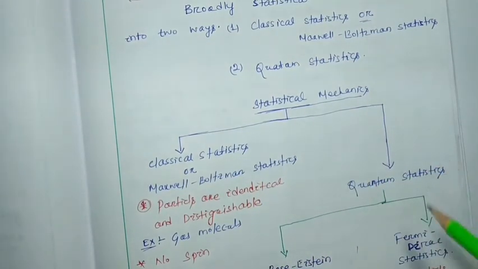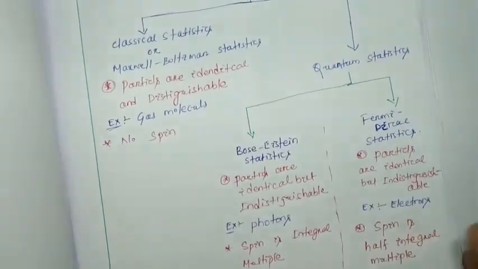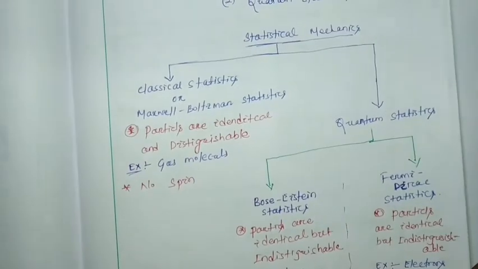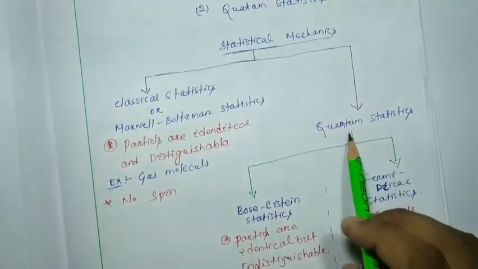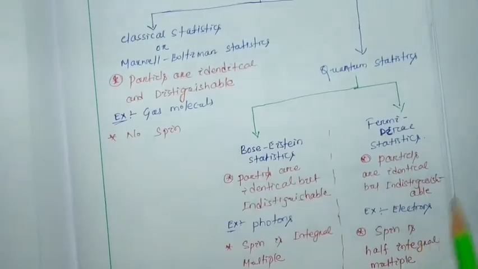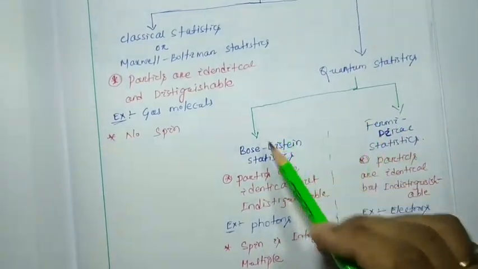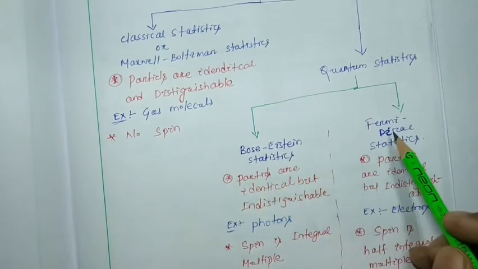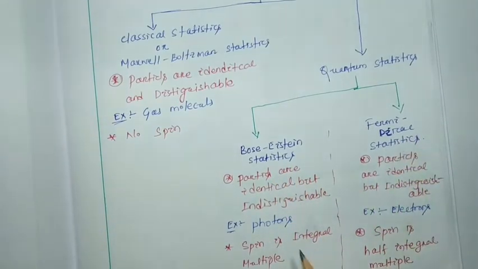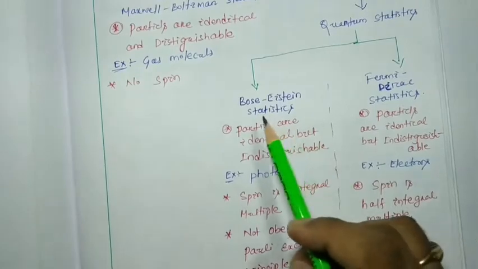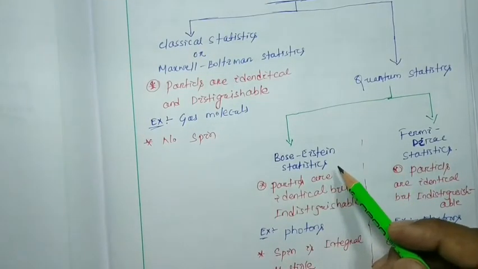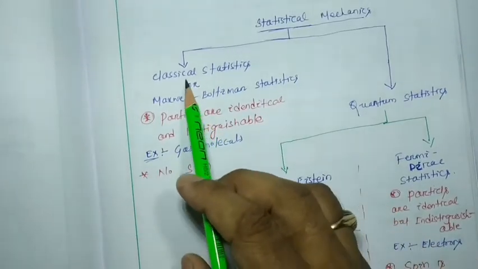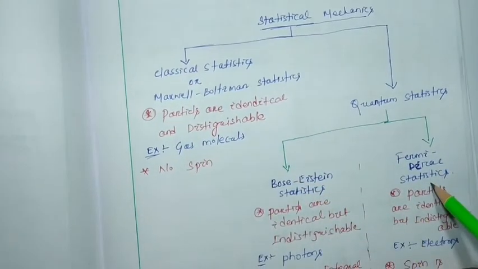About quantum statistics we are going to discuss in detail in our next unit, but here I am giving the idea of the difference between quantum and classical statistics. Quantum statistics is divided into two: Bose-Einstein statistics and Fermi-Dirac statistics. Here we consider how the particles are treated in classical, Bose-Einstein and Fermi-Dirac statistics.